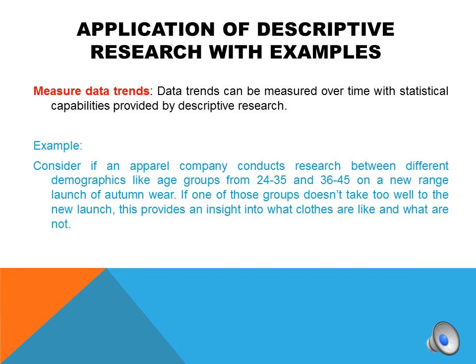The other way is to measure data trends. Data trends can be measured over time and with the statistical capabilities provided by descriptive research. For example, consider if an apparel company conducts research between different demographics like age groups from 24 to 35 and 36 to 45. On a new range launch of autumn wear, if one of those groups doesn't take too well to the new launch, this provides an insight into what clothes are liked and what are not.